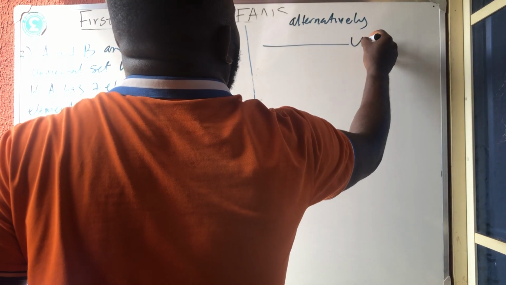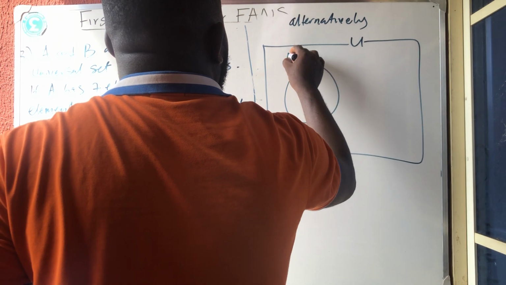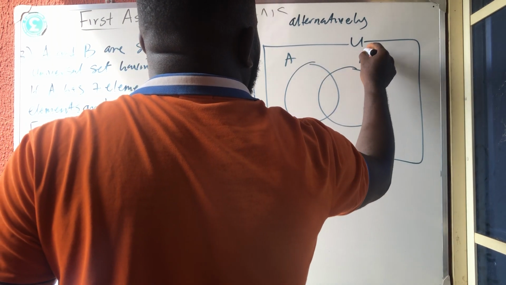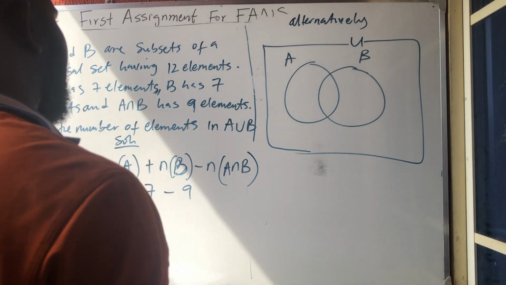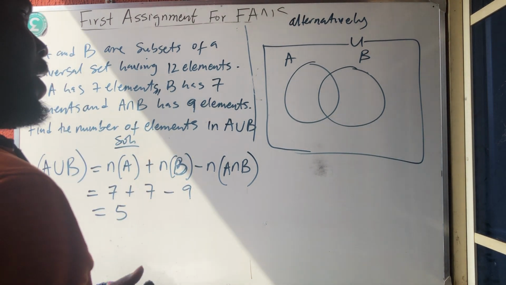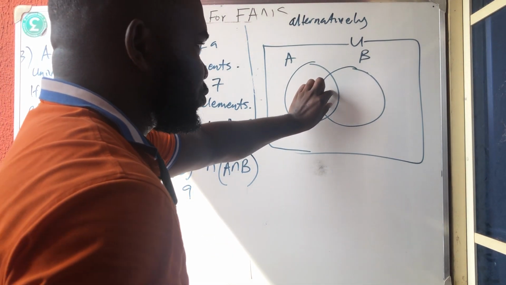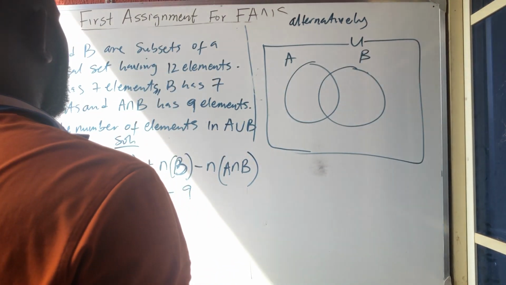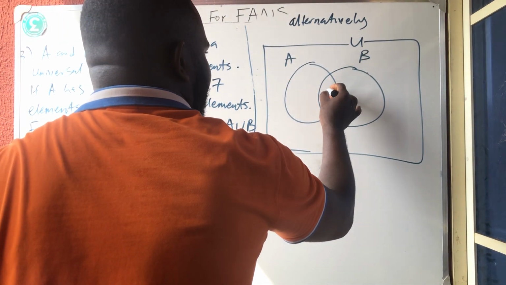Alternatively, if we want to use a Venn diagram, this is my A and this is my B. Why do I draw it like this? Because they have an intersection. I told you, when you are doing a Venn diagram of two sets, you can go and watch my video on Venn diagrams, that you start from the intersection of the two before you go to one. So the intersection of the two is 9. They have 9 elements, so I am putting 9 here.